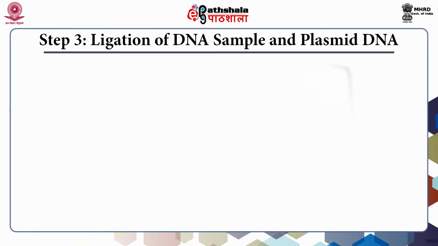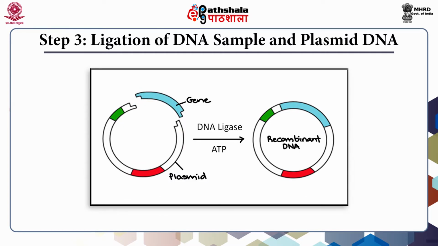Step 3, which is the ligation of the DNA sample and plasmid DNA. Ligation is the process of joining 2 pieces of DNA through the formation of a covalent bond. DNA ligase is the enzyme that is used to catalyze this reaction. It requires ATP. In the figure that we see here, the gene of interest which has been removed from a particular DNA is inserted into this plasmid through a DNA ligase and the presence of ATP, resulting in the formation of a recombinant DNA.